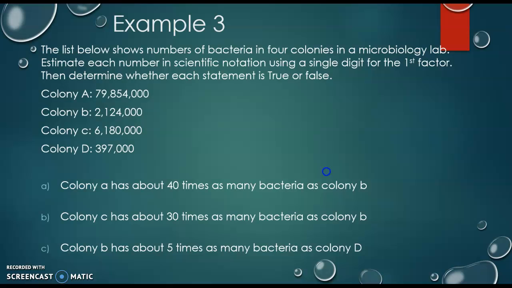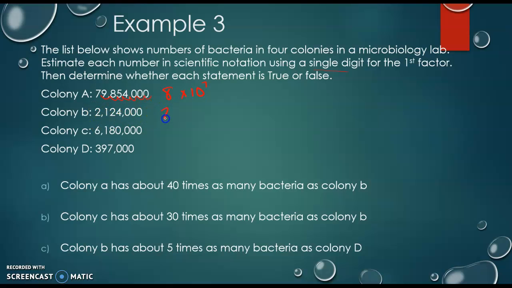We've got one last example. Let's knock it out. The list below shows the number of bacteria in 4 colonies in a microbiology lab. Estimate each number in scientific notation using a single digit for the first factor. Then determine whether each statement is true or false. So single digit, meaning we're not going to keep everything else. So like I would round this one to 8 times 10 to the 1, 2, 3, 4, 5, 6, 7, 7th power. Why did I make it 8 and not 7.9? Because I'm rounding to that whole number because it said a single digit.